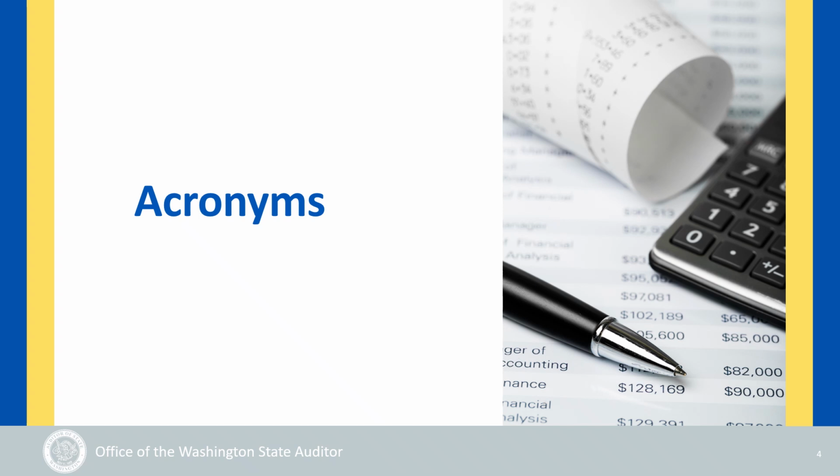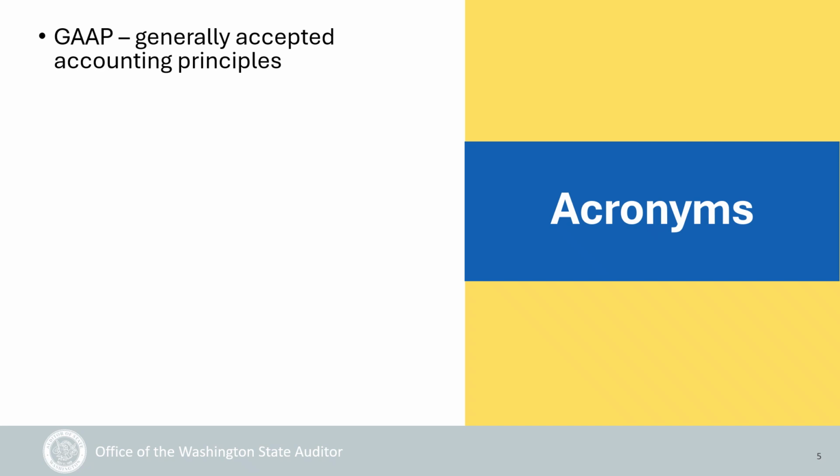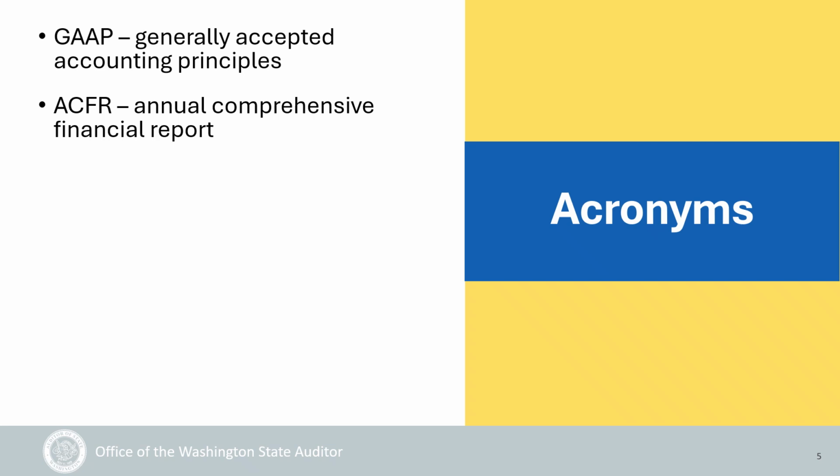We live in a world of acronyms, so let's meet the acronyms you'll be seeing today. Common acronyms you'll hear in general conversation regarding GAAP financial statements are as follows. GAAP, Generally Accepted Accounting Principles. These are the accounting and reporting standards accepted and followed by GAAP basis governments. ACFR, Annual Comprehensive Financial Report, which we will discuss later in this session. BFS, Basic Financial Statements, the minimum required components of a GAAP financial statement.